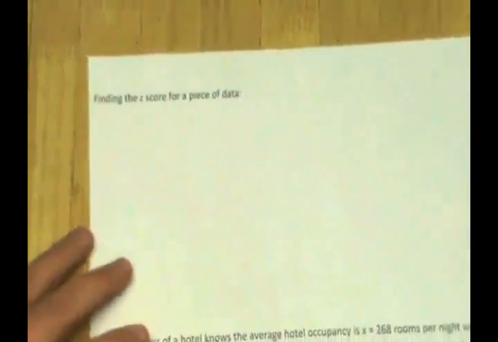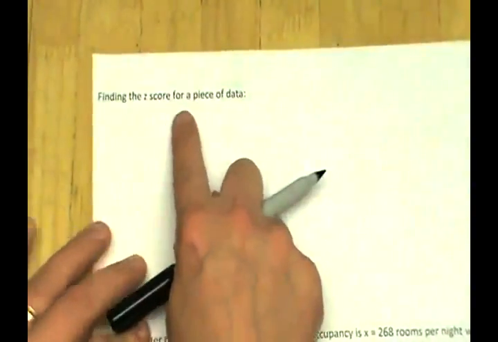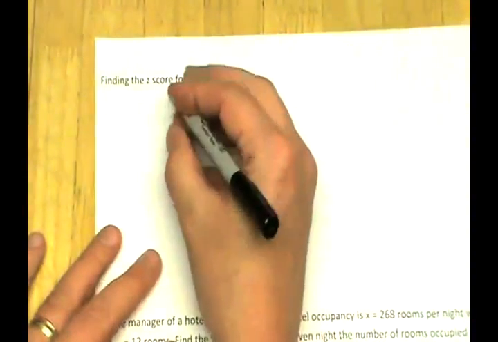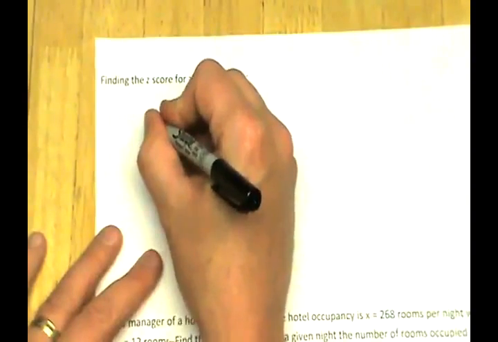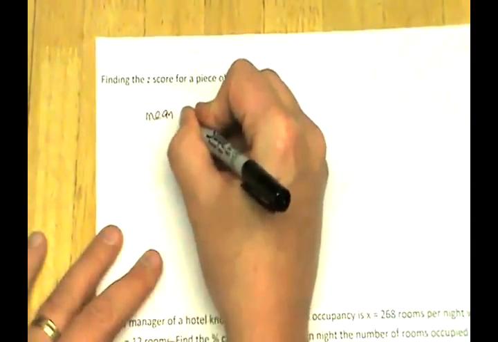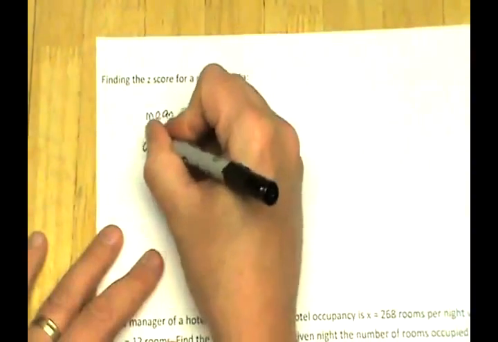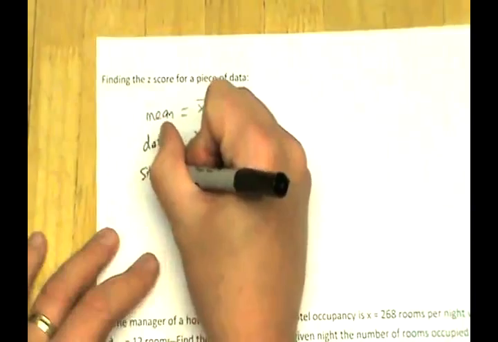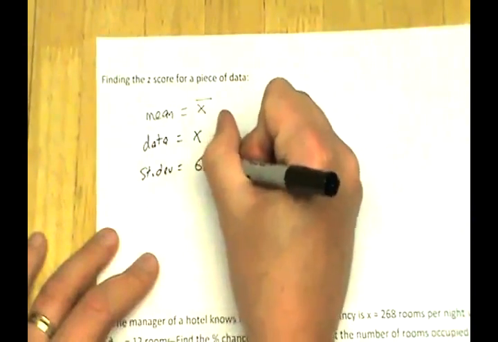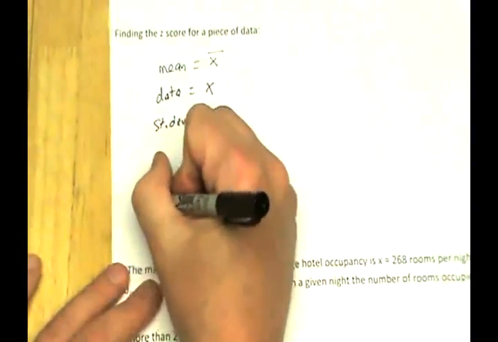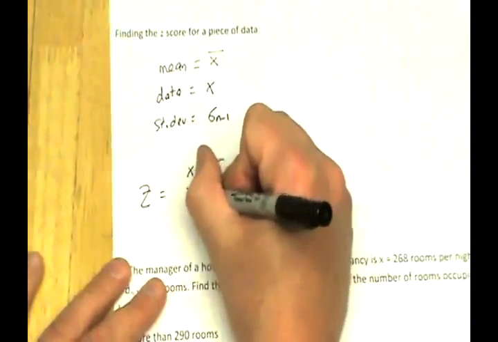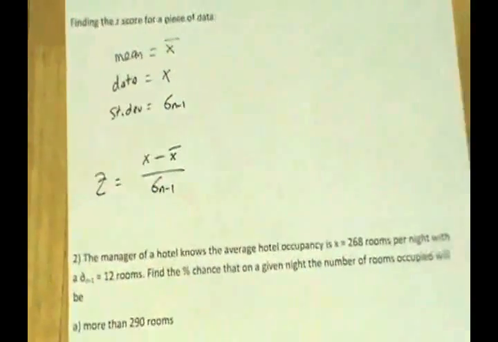So to answer those questions, let's ask the question, how do we find the z-score for a piece of data? Well, right now, the mean is x bar, data is just x in general, and standard deviation is sigma sub n minus 1. Now don't freak out on me here. The z-score is data, which is x, minus the mean over the standard deviation. That's for those of you who love formulas.